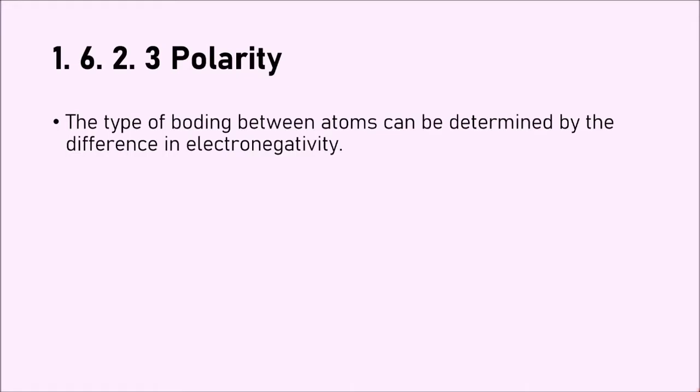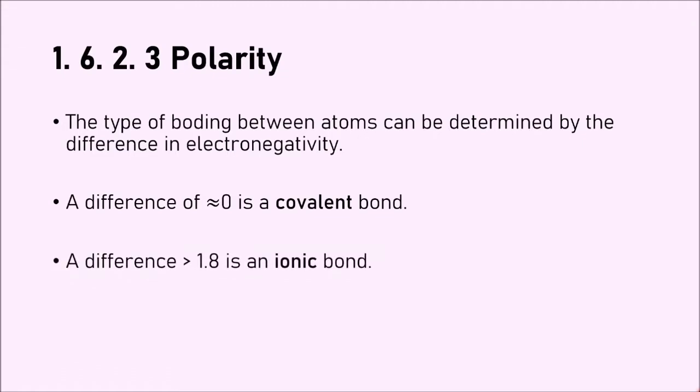Now if that value is 0 or approximately 0, then the bonding between these two atoms will be covalent, pure covalent. Okay, now when we say approximately equal to 0, if it's slightly above, then we still count it as covalent. If the difference is greater than 1.8, it's an ionic bond. Now, to be honest, we don't even need to use electronegativity to determine whether the bond is ionic or not. We just know that metal plus non-metal is an ionic bond, usually anyway.